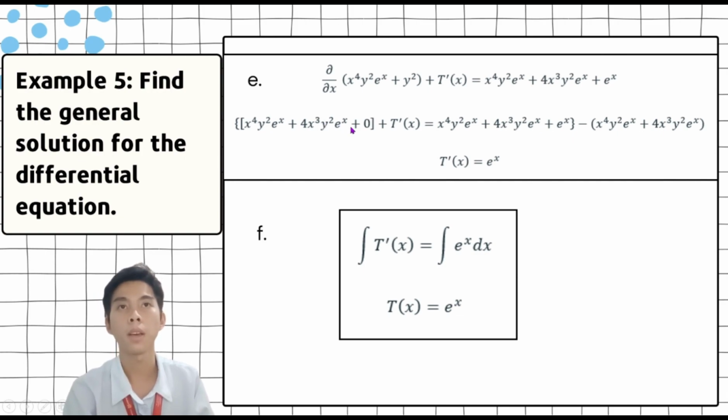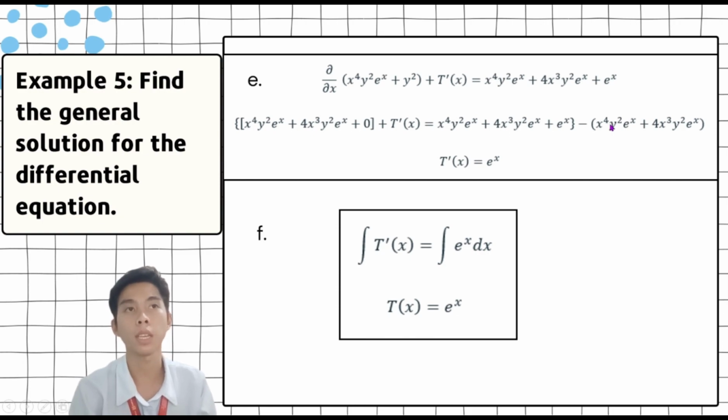0 plus t prime of x, which is equal to the equivalent value of the partial derivative of our function with respect to x, which is x raised to the power of 4 y squared e to the x plus 4x cubed y squared e to the x plus e to the x minus x raised to the power of 4 y squared e to the x plus 4x cubed y squared e to the x. Then we can now get t prime of x is equal to e to the x.